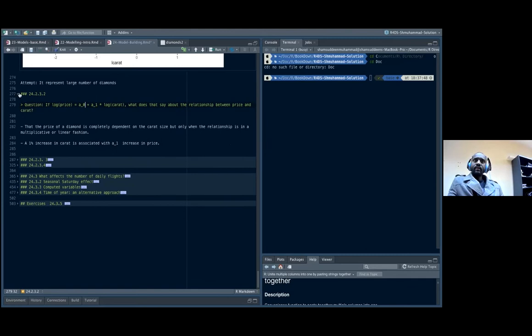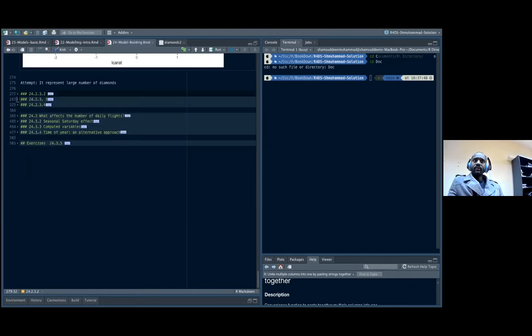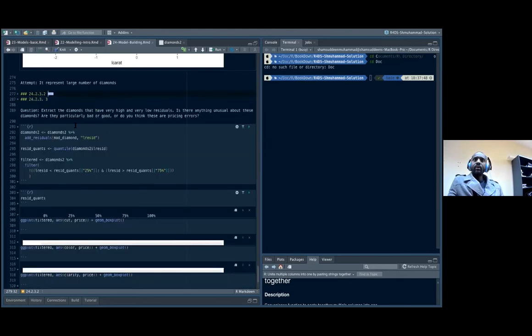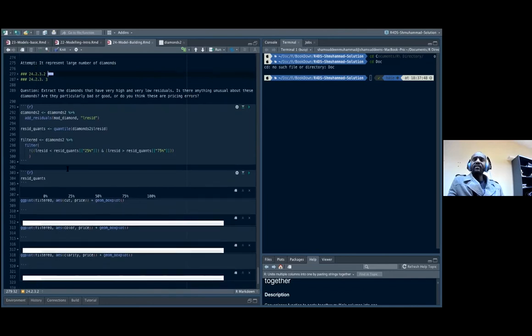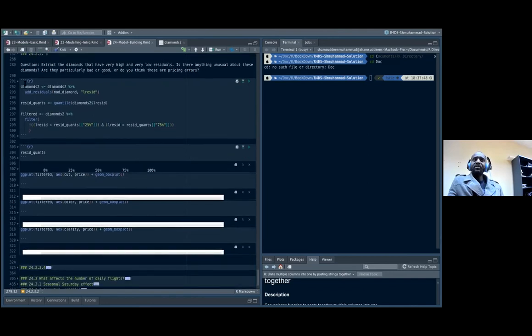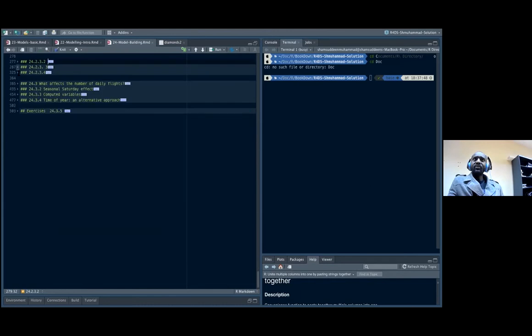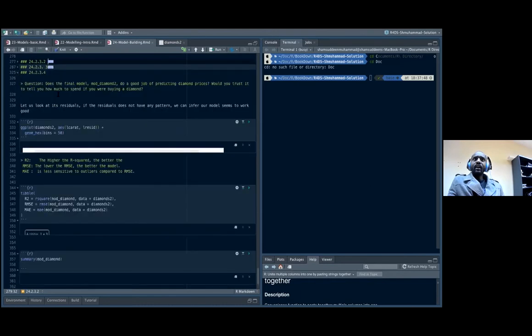All right. So let's go to the other one. This one we have seen, where we extracted the diamond and saw there is also a strong outlier. So let's go to the last one, which we have not seen. The final model: does it do a good job of predicting diamond price? Will you trust it to tell you how much you would spend if you were buying the diamond?